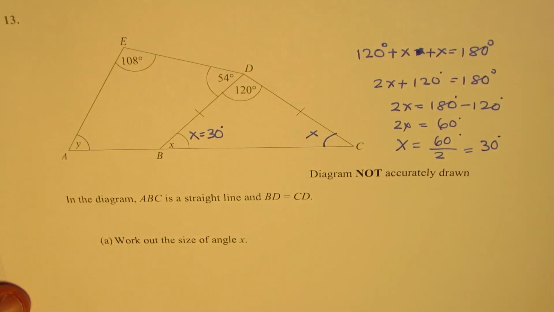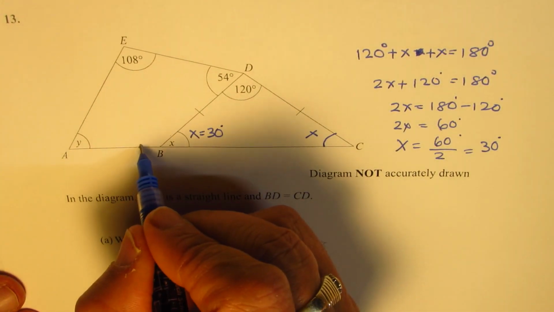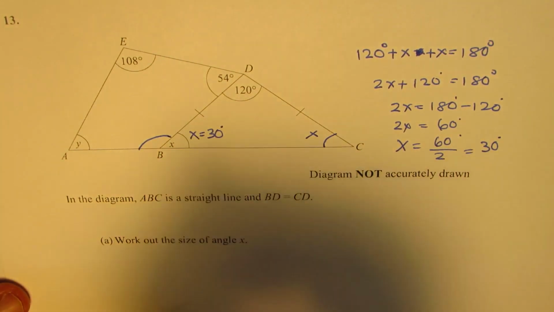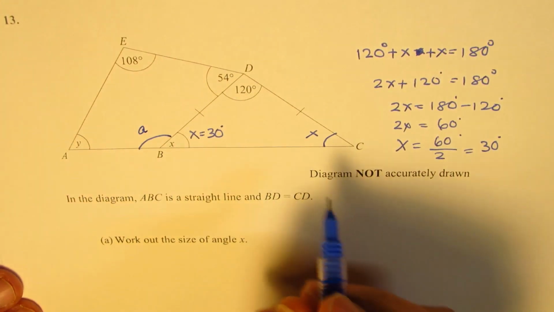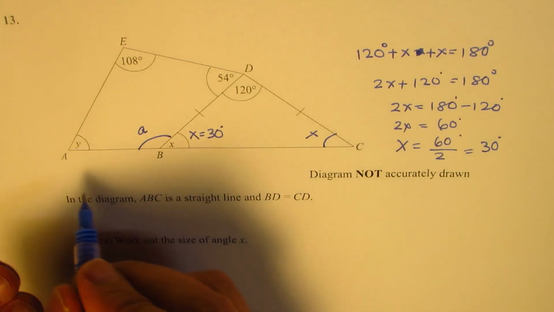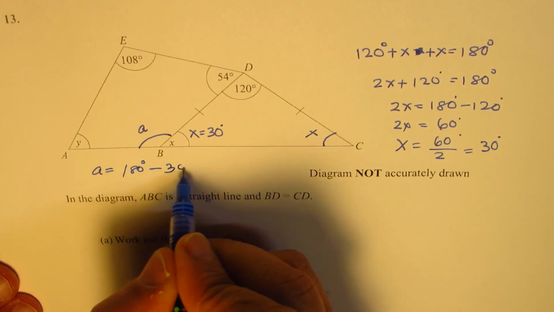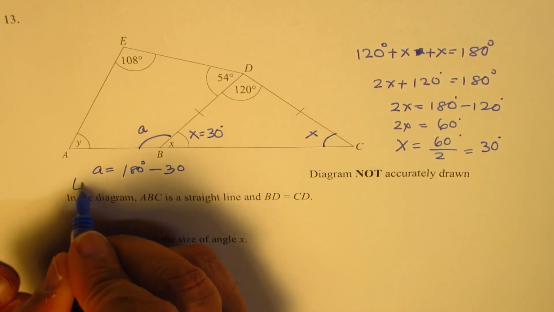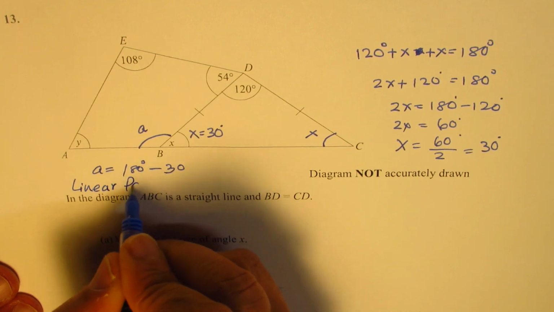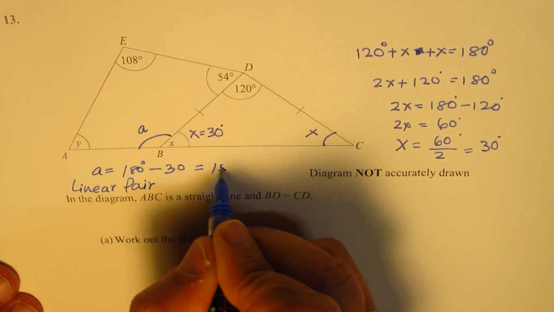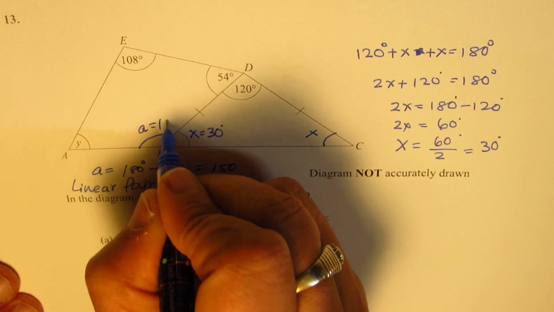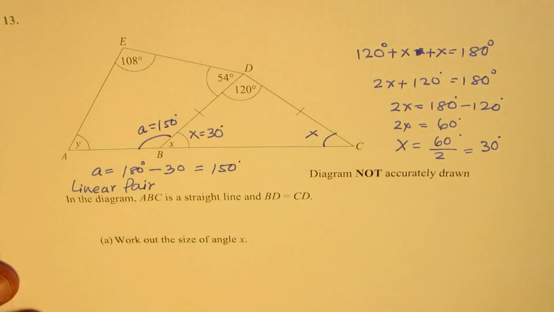Okay, now once we get this value of x, we can find the other angle on this side, right? That makes sense. And so let's call this angle A. Okay. So from here, we know A is equal to 180 degrees, take away 30 degrees, since this is a linear pair, right? And that is 150 degrees. So A is equal to 150 degrees. Clear? So we know A is 150 degrees.